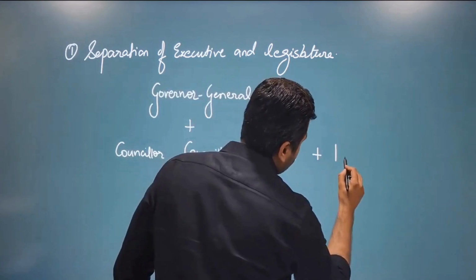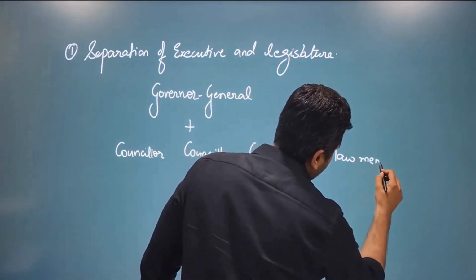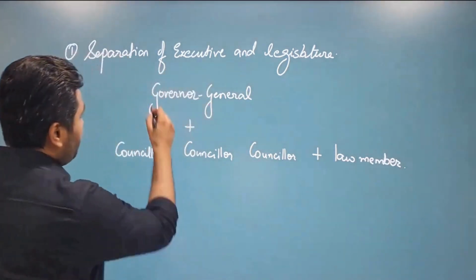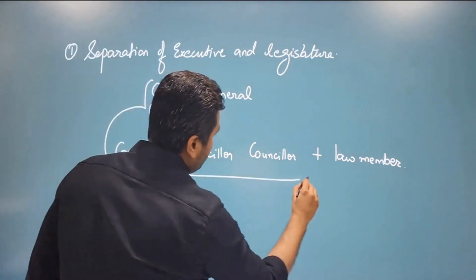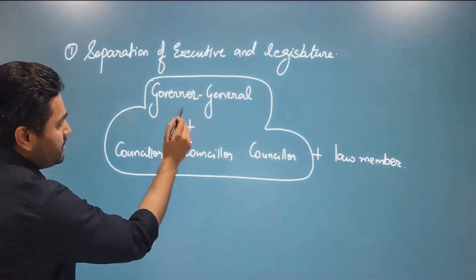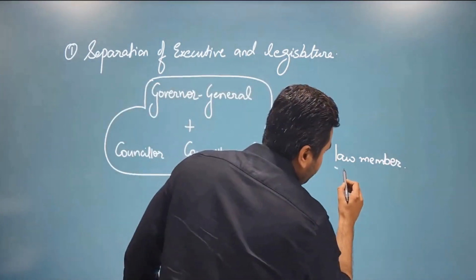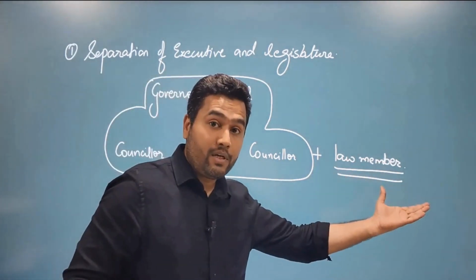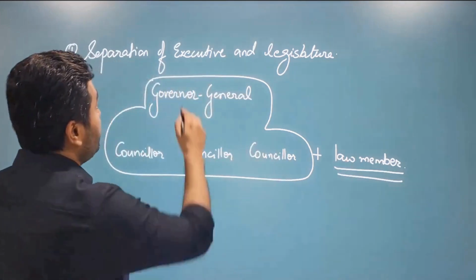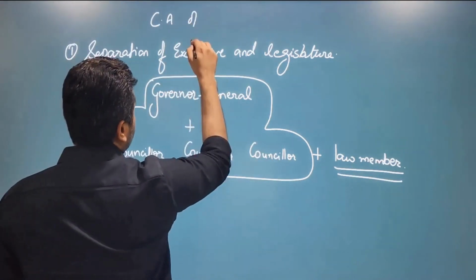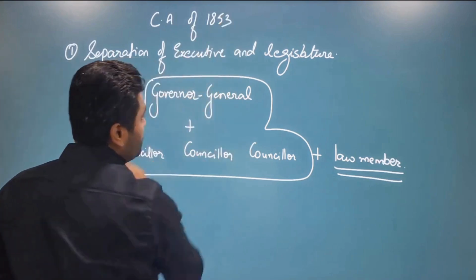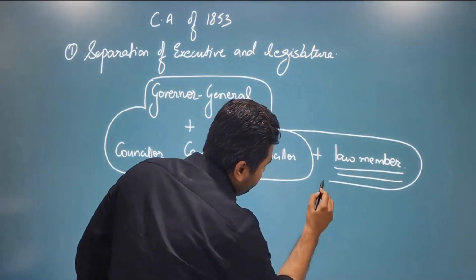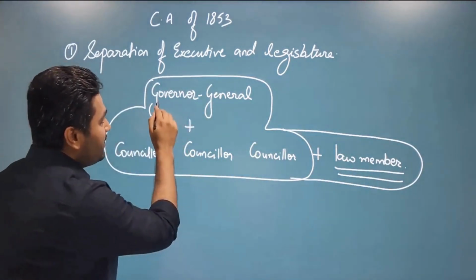There was a 4th member who was the law member. He was introduced as per the Charter Act of 1833. So effectively, the Governor General and his council was the Governor General and the 3 councillors, and the 4th law member was allowed to attend the meeting, but he was not the member of the Governor General in council. But the Charter Act of 1853 now made the law member a full-fledged member of the Governor General in Council.